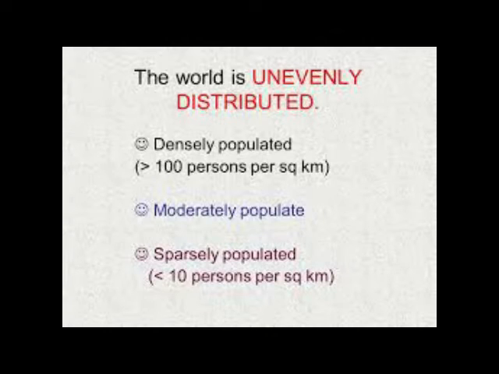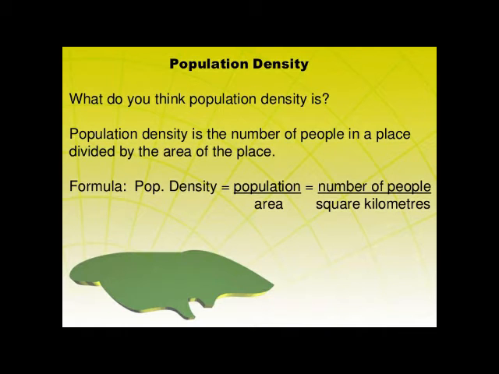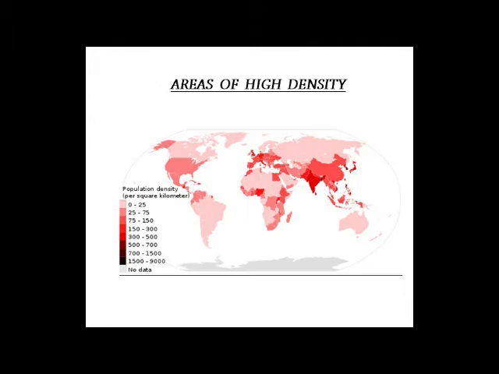time. We also studied that the population is unevenly distributed throughout the world due to various geographical, economic, social and cultural factors. We also studied the density of population, which is defined as the number of people in a place divided by the area of the place. And we also learned the areas of low, moderate and high densities. So now let's begin with part B of the lesson.